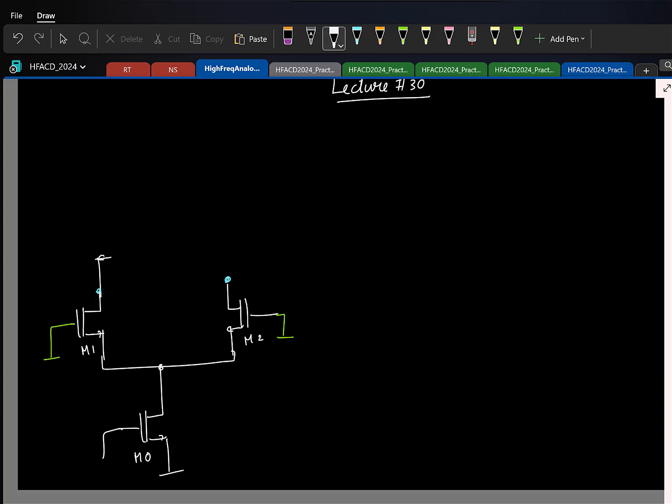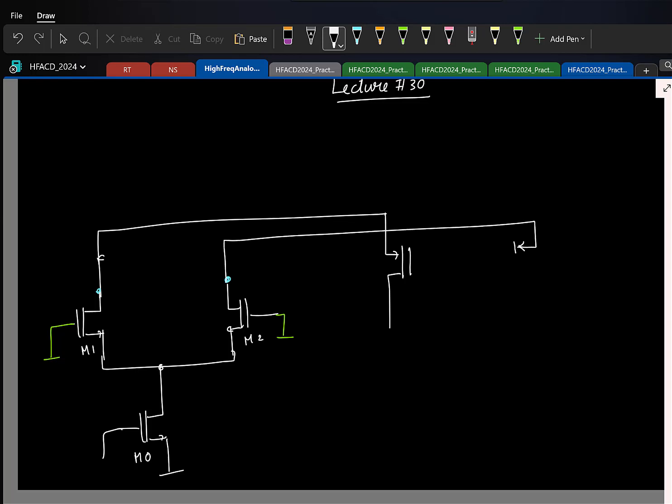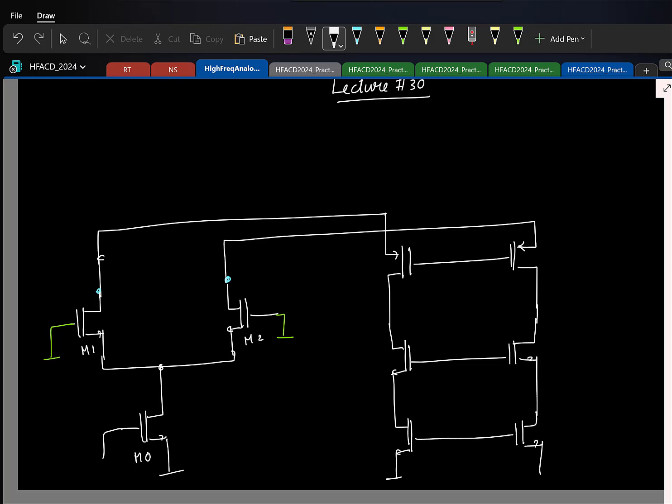So the difference is, here if the NMOS is the main current source, the cascode will be PMOS. So I'll fold this current here and then push it to the PMOS cascode. Same here. So this is the cascode, and at the bottom side we also need to have another cascode, that is NMOS. So this is the folded cascode.